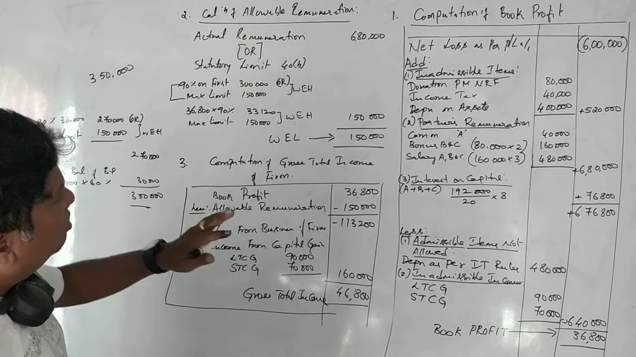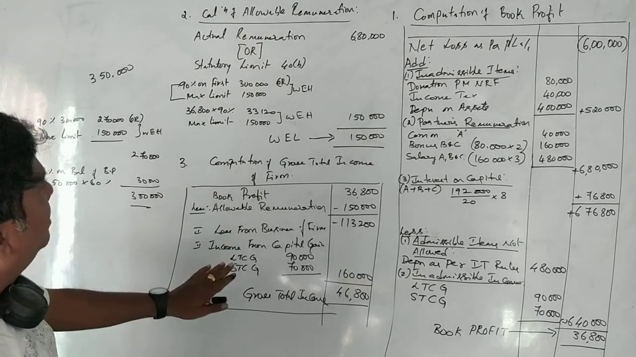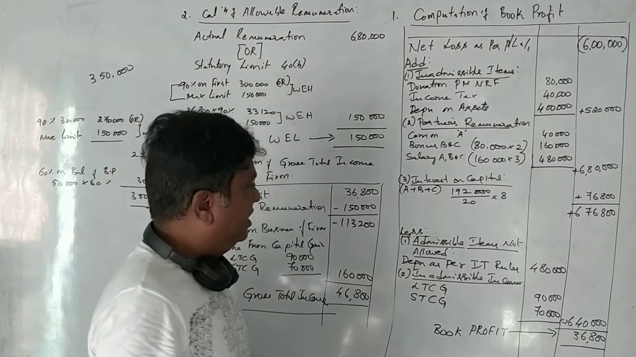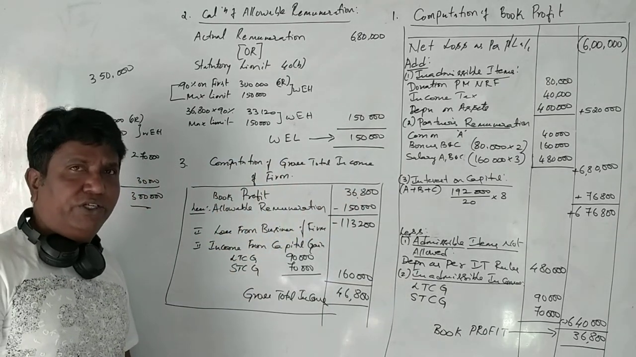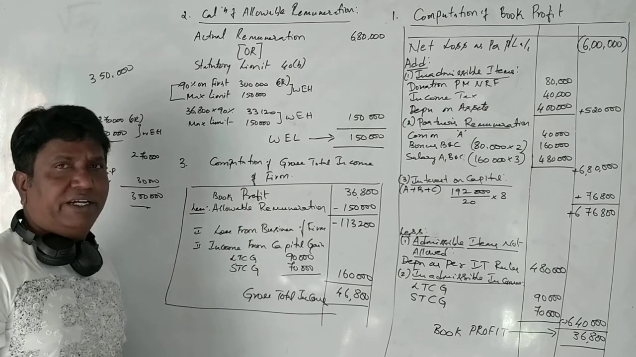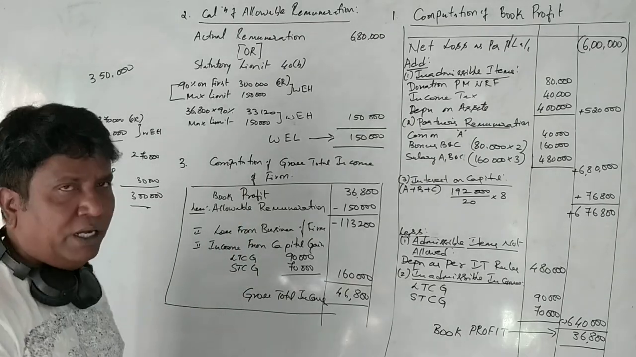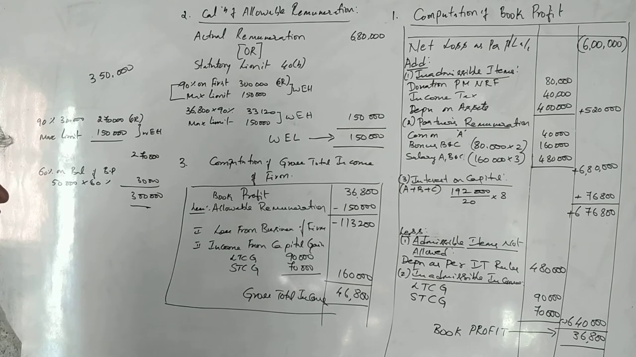Actually, in the question, we were not asked to calculate the gross total income. We were asked to calculate the book profit and allowable remuneration, but still I have calculated this. Okay? Hope all of you understood. It's a very simple question.